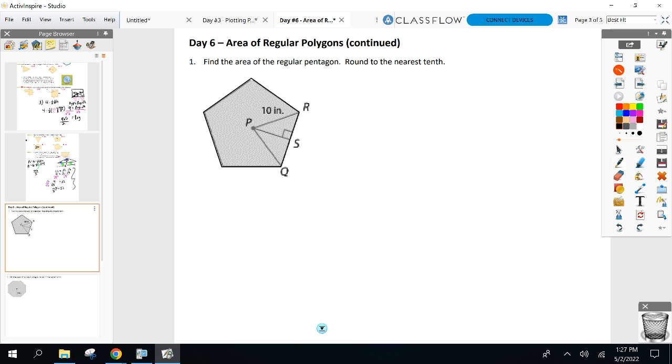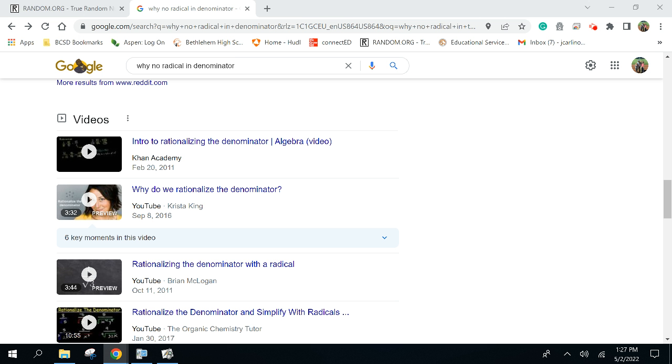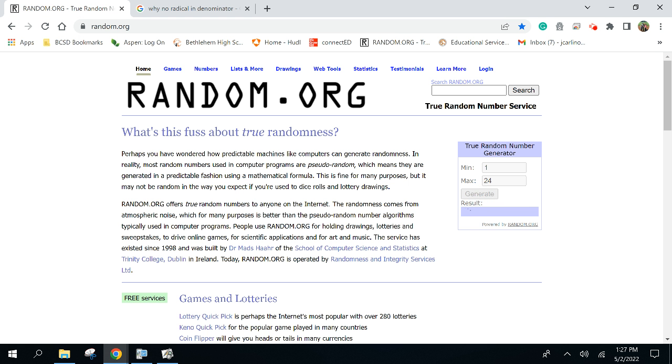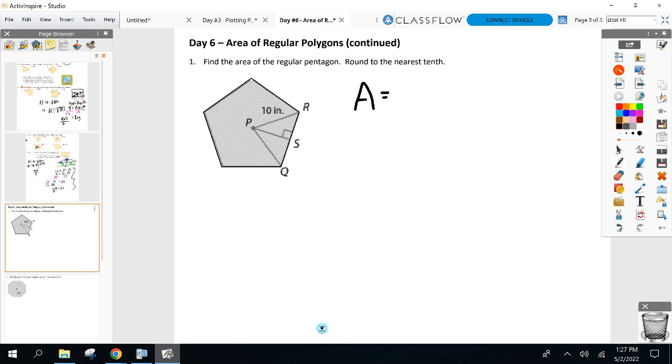So here we go. Regular pentagon, find the area. I don't have a formula for you for a pentagon, but I do have how many triangles there would be, how many congruent triangles are going to be created here. How many congruent triangles, Meg? 5, yep, because it's a pentagon, and each of them has the area 1/2 BH. Well, let's roll.